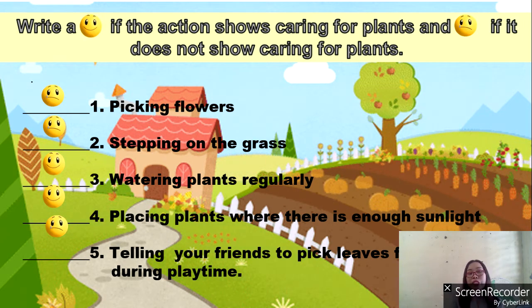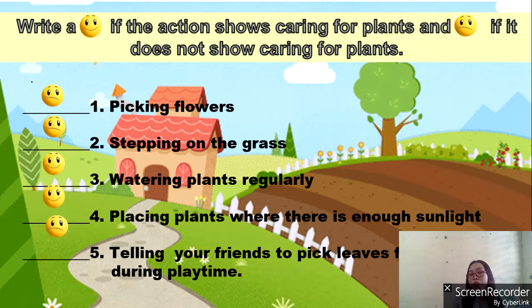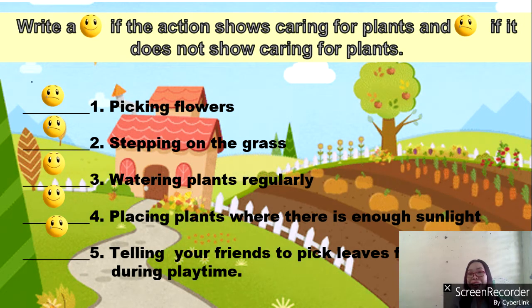Okay, very good. So if your answers here are all correct, then you will get 5. Very good, Grade 1 SEC.